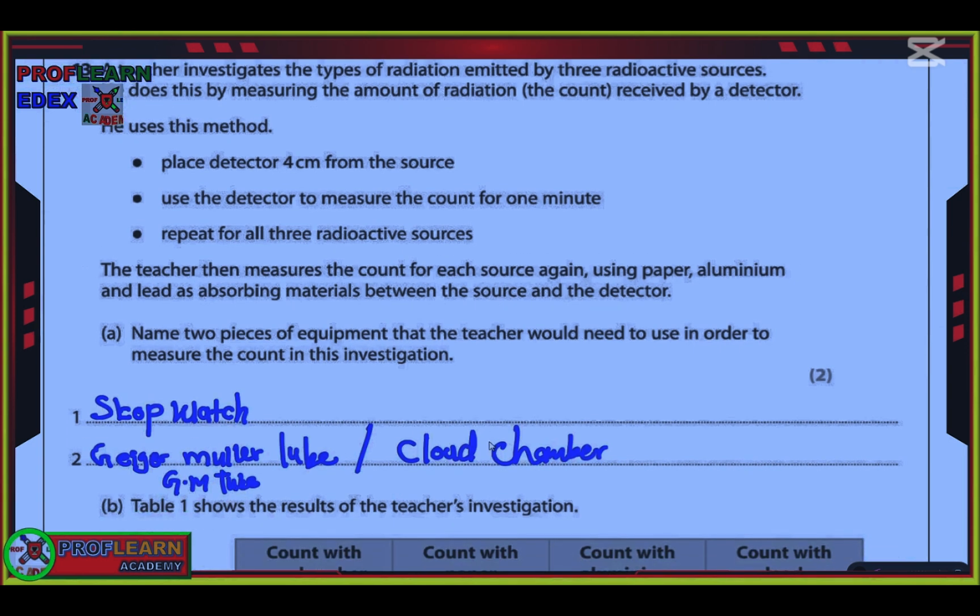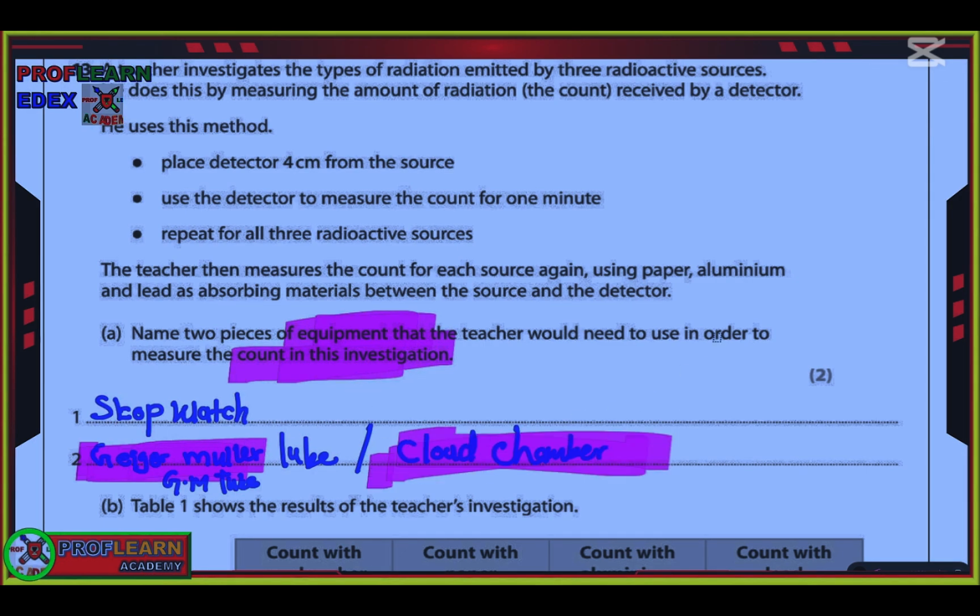A teacher investigates the type of radiations emitted by three radioactive substances. So in the event you are asked to name the equipment the teacher could use in order to measure the count rate in this investigation, this could be the Geiger-Müller tube, or a GM tube, or a cloud chamber.